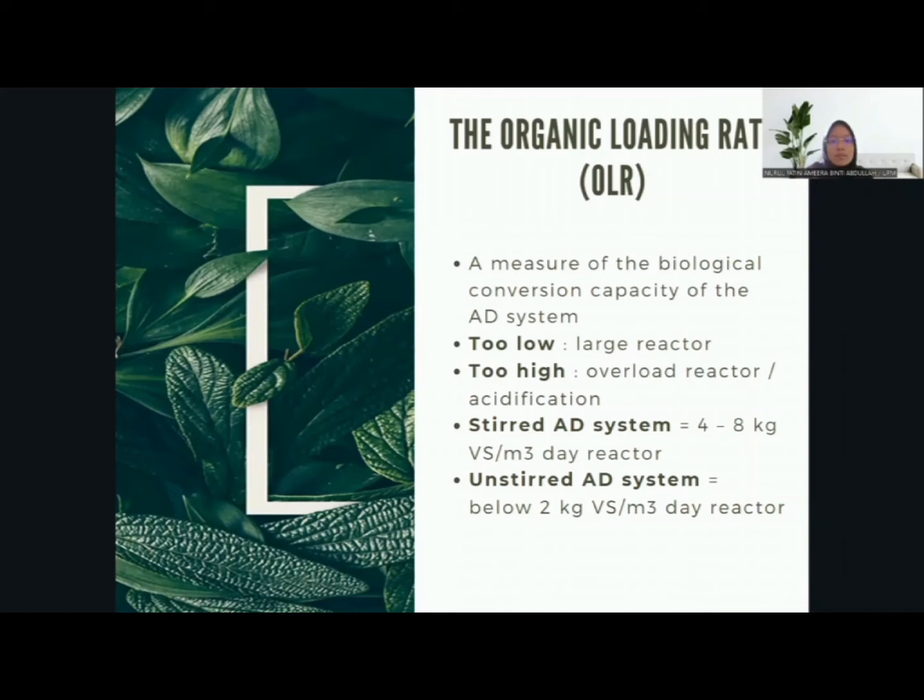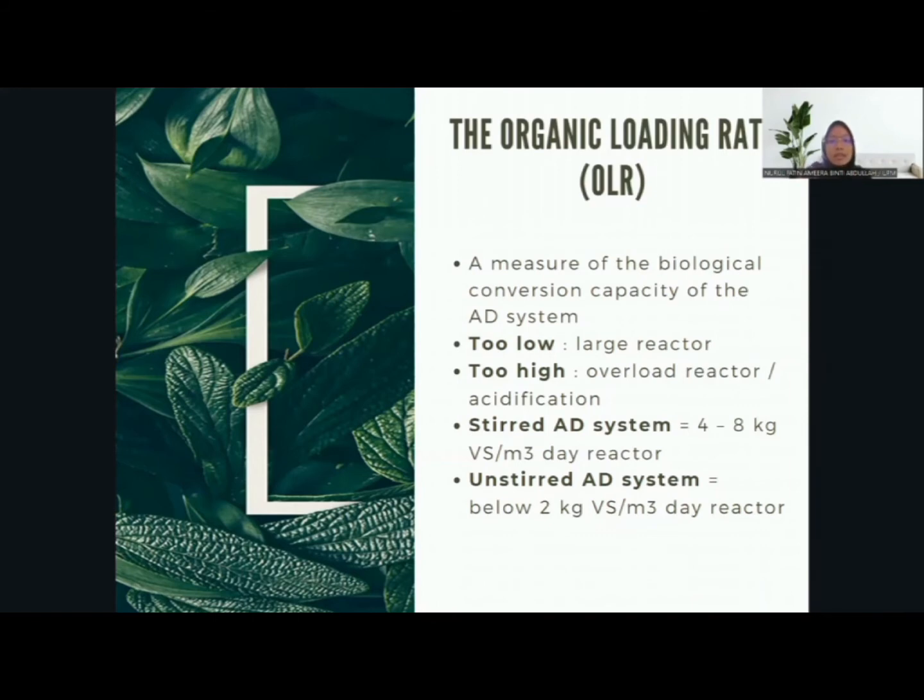OLR is a crucial control parameter in continuous systems, but if it's too low, it will cause a large reactor. If it's too high, it will cause overload or acidification of the reactor. A good daily loading rate for unstirred reactors is 2 kg VS per cubic meter of reactor per day or below. With a stirred reactor, this can be higher. You can increase this up to a loading rate of 4 to 8 kg VS per cubic meter of reactor per day.